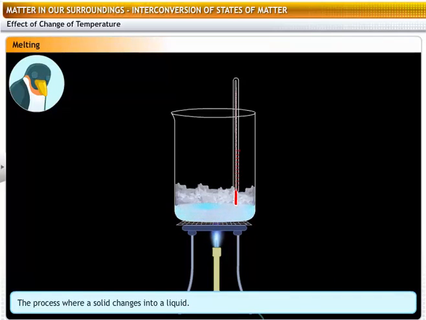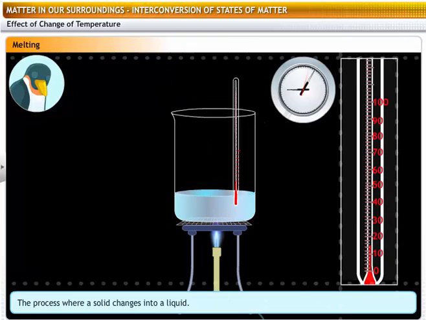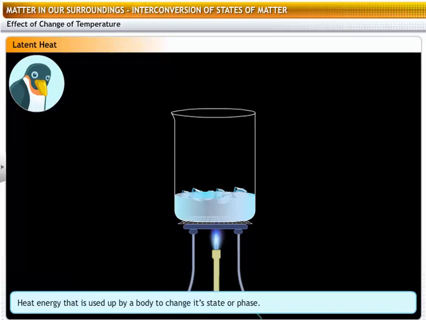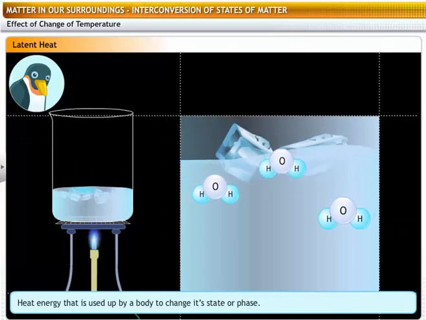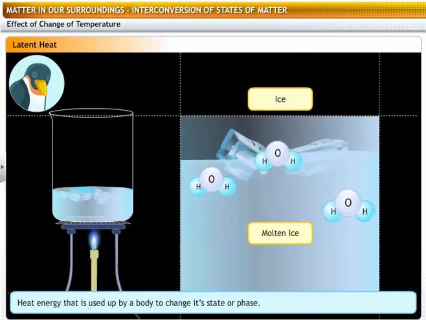Observe that the temperature shown by the thermometer remains at 0 degrees centigrade till all the ice melts. After that, the thermometer shows a rise in temperature. Why is that? Heat energy is used up in changing the state of matter. In our experiment, the heat is used to increase the kinetic energy of the particles of ice to such an extent that they break away from the rigid lattice structure of the solid form, ice, and move around freely to form the liquid form, water.